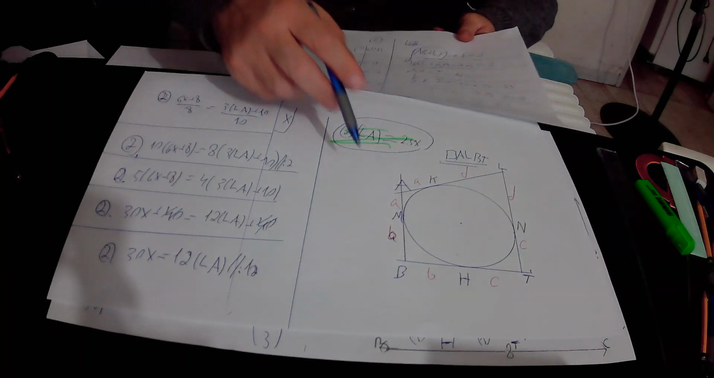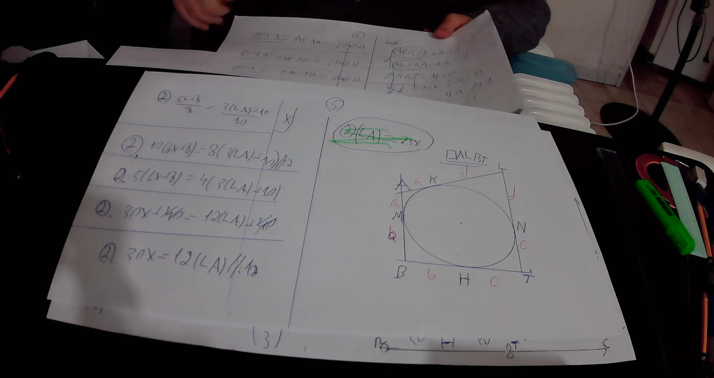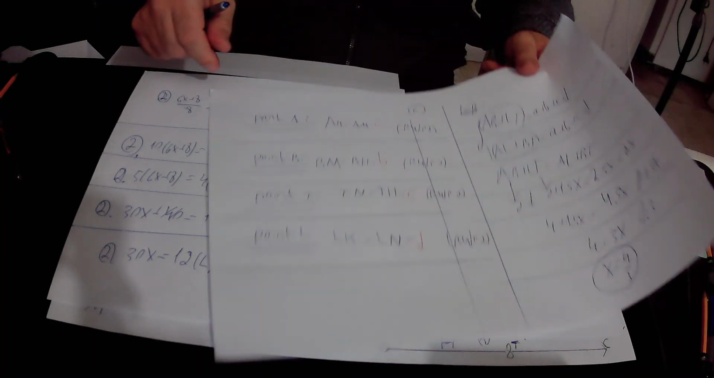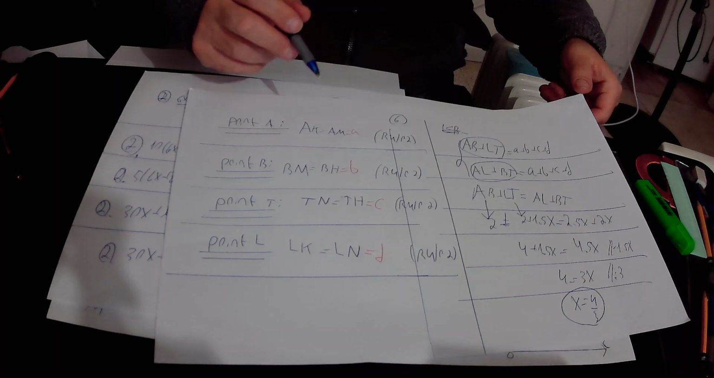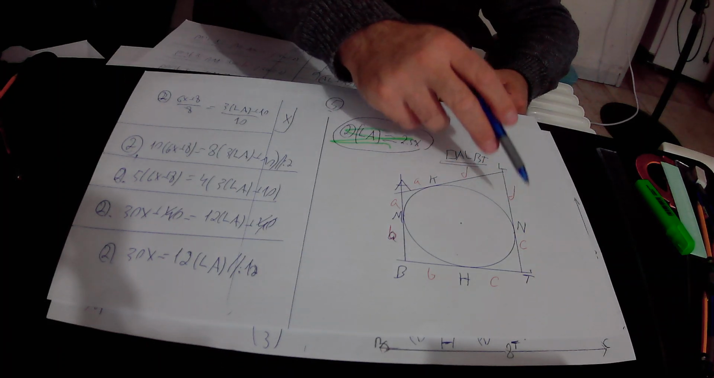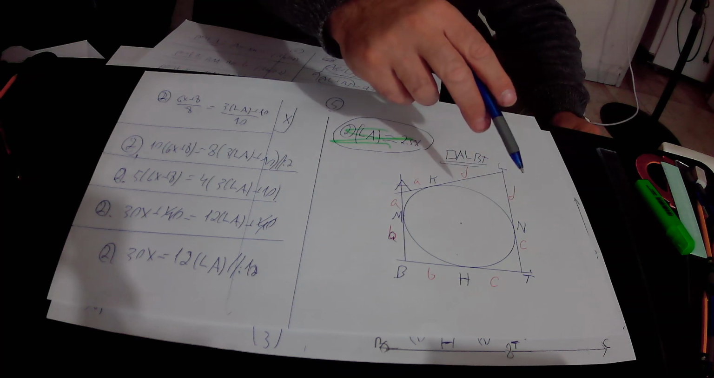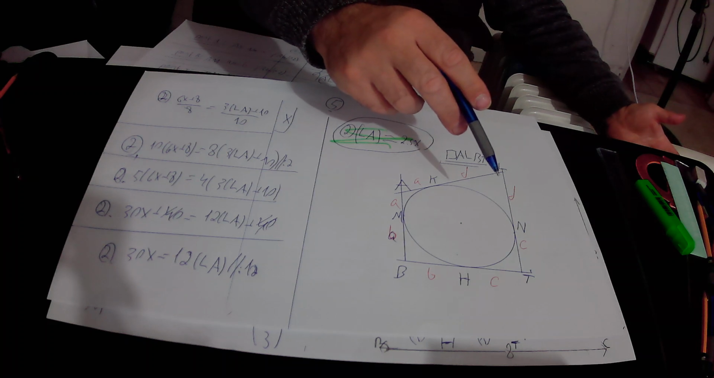So if we define the length of BM as B, then BH must also be equal to B because they are equal to each other. So we found that BM equals BH equals B according to rule 2. Then we focus on the common standpoint point T. From point T, we have two tangents to this circle, tangent TH and tangent TN. And according to rule 2, they are equal to each other.